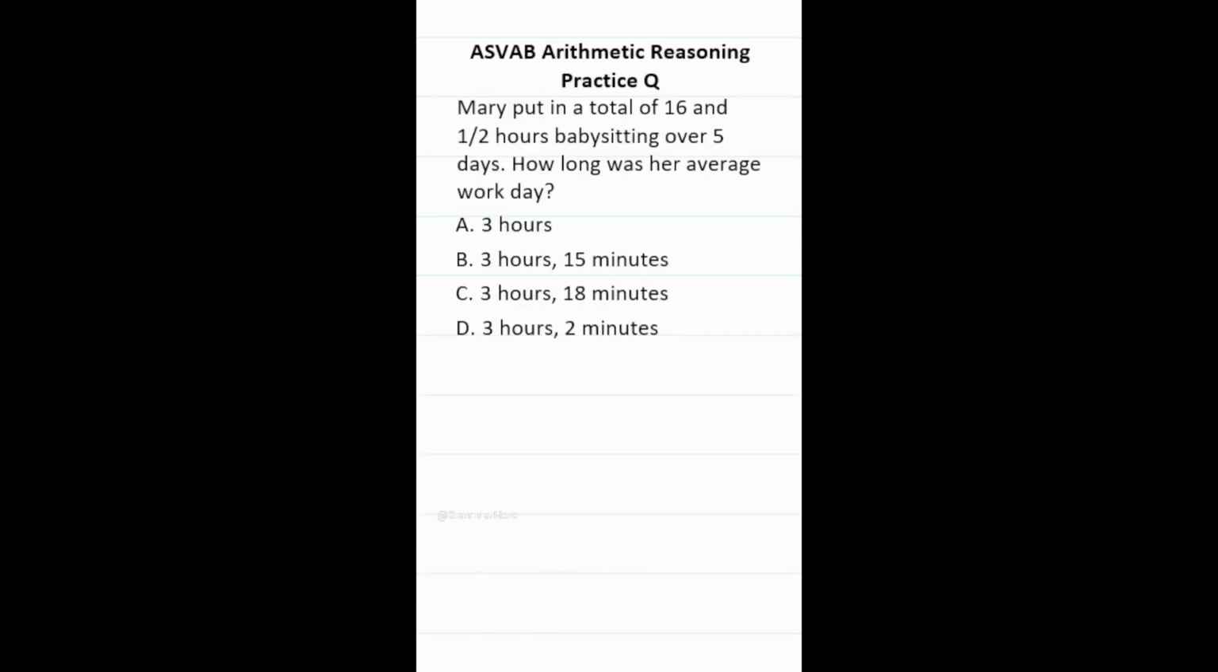For this ASVAB PiCAT arithmetic reasoning practice test question, we have to do 16 and 1/2 divided by 5. Let's convert 16 and a half to an improper fraction. 16 times 2 is 32, plus 1 is going to be 33 over 2 divided by 5. Make 5 a fraction by placing it over 1. Follow the algorithm, keep, change, flip. Keep 33 over 2 the same. Change from division to multiplication. Flip 5 over 1 to be 1 over 5.